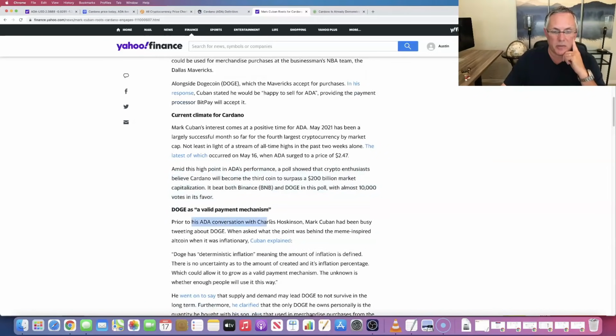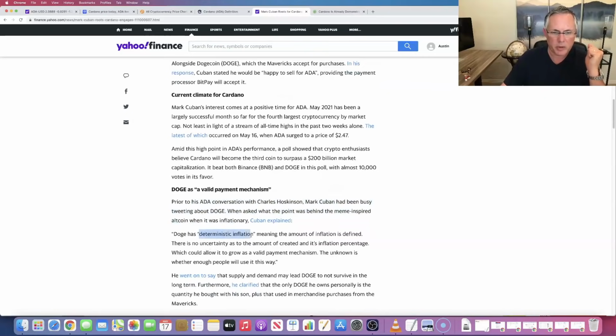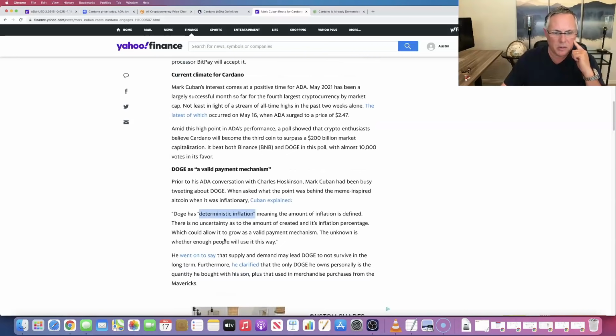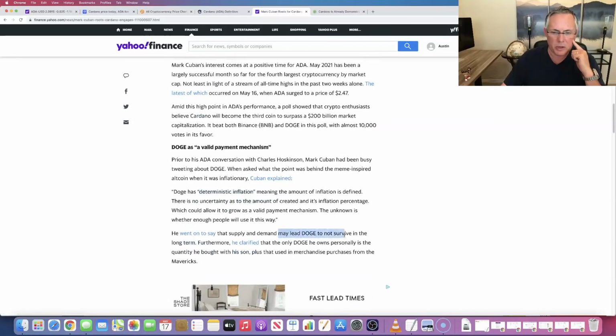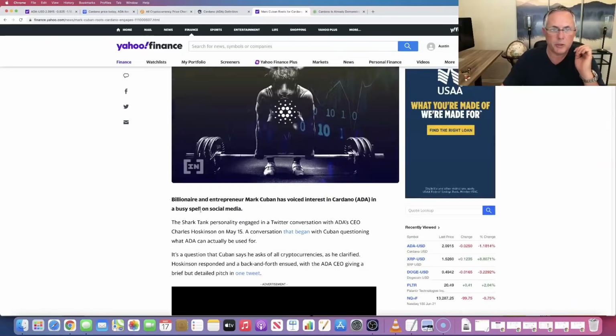Prior to his ADA conversation, Cuban has been busy. We know that he's been behind Doge, okay? Doge has, quote, deterministic inflation, meaning the amount of inflation is defined. He went on to say the supply and demand may lead Doge to not survive in the long term. I didn't know that he said that. Interesting. The only Doge he owns personally is the quantity bought with his son, plus what he uses on merchandise from Mavericks. So that's what he said about Doge. I may have to mention that in my Doge video later.